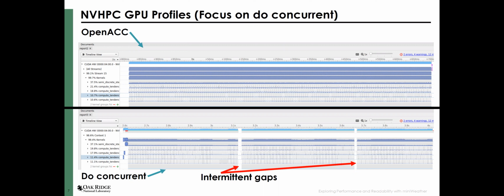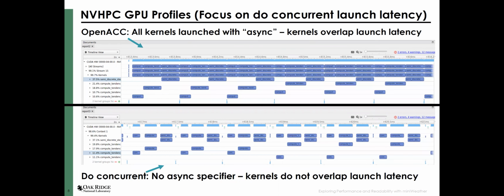The other thing is there's no async construct with parallel do. And so when we actually look at the launches of these kernels, you can see the OpenACC is launching all the kernels async. And so you're actually hiding launch latencies with kernel execution. And everything's packed together quite nicely. And we don't have any real launch latency gaps in the profile, but for parallel do, again, my hunch is because there's no async specifier, they're not overlapping properly to reduce launch latencies.